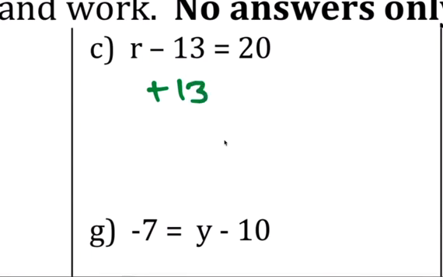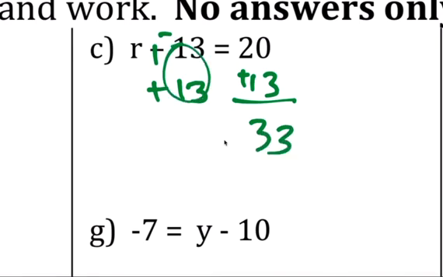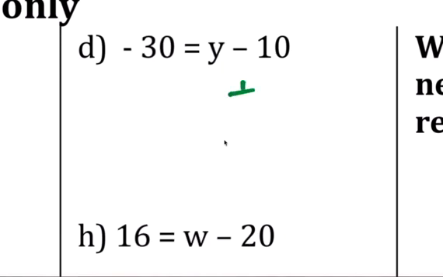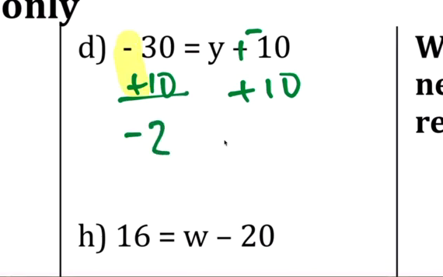Add 13, because plus a negative, that's a -13. You add 13, get 33. R plus 0 is r. Okay, and then here you add 10. It's plus a negative, that's a -10, so plus 10. There's one negative here only, so you get -20.